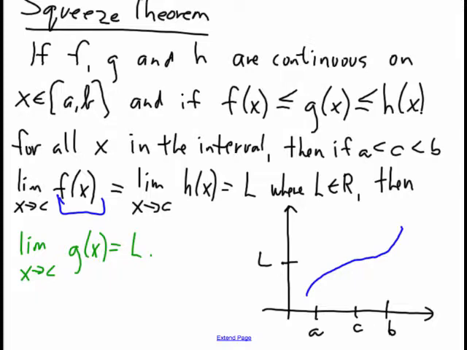At L, it's got to be approaching c. Let me put in my h of x in red. Now again, it has to be approaching L at c. The function is then saying that g of x, whose y values are between f and h, would mean that the limit as x approaches c of g, in green, must also equal L. Basically because the three functions are squeezed together at that point. And that is the Squeeze Theorem.